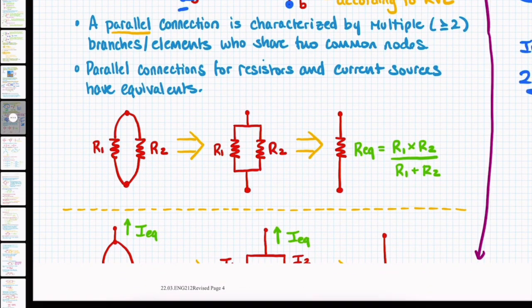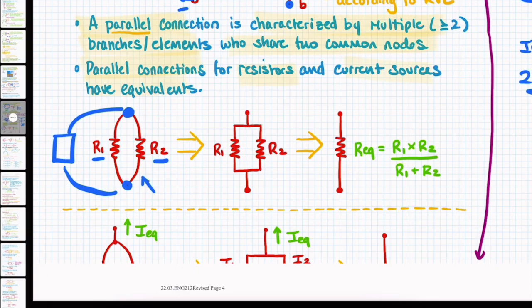All right. So now talking about parallel connections. A parallel connection is characterized by 2 or more branches or elements who share both common nodes. Parallel connections for resistors and current sources have equivalence. So let's look at this example here. R1 and R2. They are in parallel because they share both of these nodes, and there's not a rule that nothing else can be connected there. So if there's something else connected over here, that does not change the fact that R1 and R2 are in parallel. Okay?